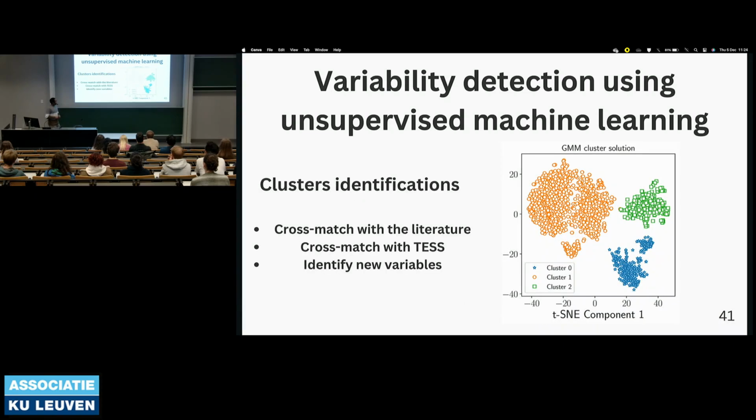So to do that, we cross-match these objects with the literature. Also, for those who have TESS light curves, we extracted light curves to confirm the variabilities, and those that we could not match from the literature, we consider them as new variables.